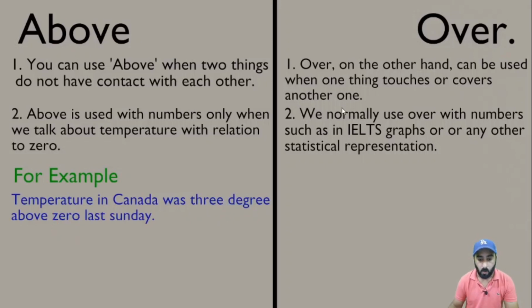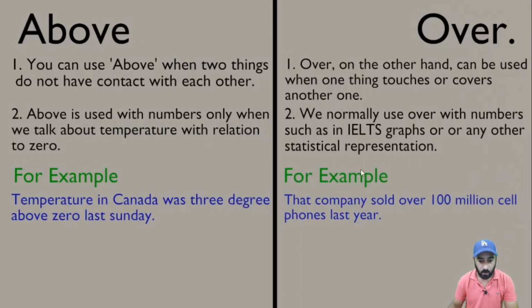Okay, so let's move on to over. We normally use over with numbers such as in IELTS graphs or any other statistical representation. So in your general writing or IELTS graphs, or whenever you want to speak about any kind of statistical representation or figure, you can easily use over if one figure is more than another one and there's no need for relation with the zero. Let's learn it with an example.